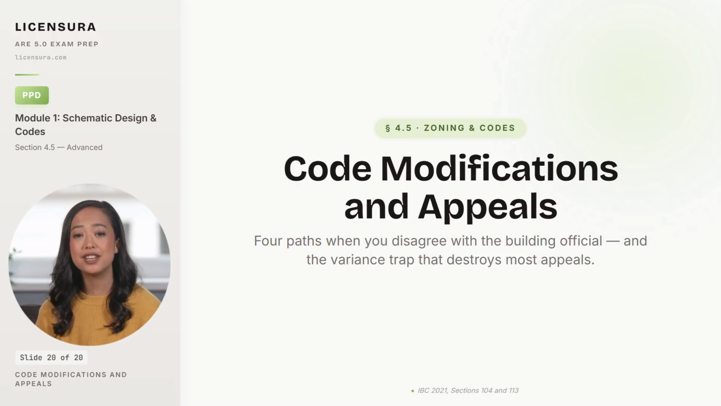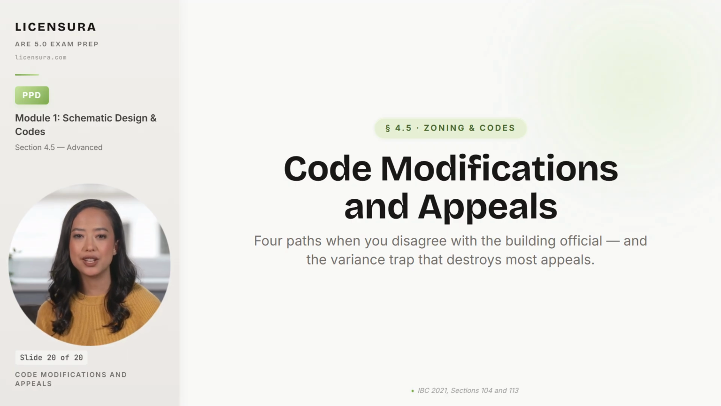Each path has a specific purpose, a specific success threshold, and a specific failure mode. Pick the wrong path and you waste fee and damage the relationship with the official. Pick the right path and the project moves forward without sacrificing design intent. Lose the appeal entirely, and the firm absorbs the redesign cost. Or worse, the owner sues the firm for the schedule slip.